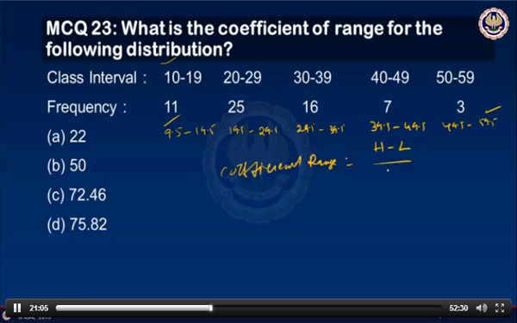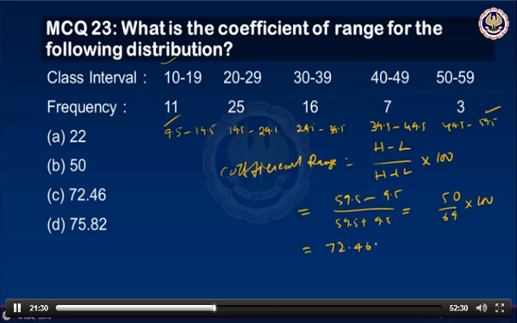Highest minus lowest by highest plus lowest into 100. Here 59.5 is the highest and 9.5 is the lowest class interval, and 59.5 plus 9.5, which is equal to 69, and 50 by 69 into 100, which is equal to 72.46 is the percentage. This is the correct answer. That is option C is the correct one for this MCQ.